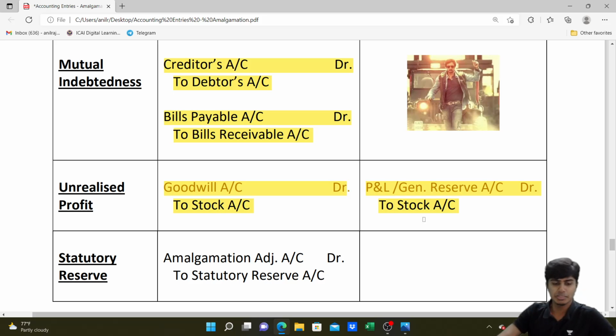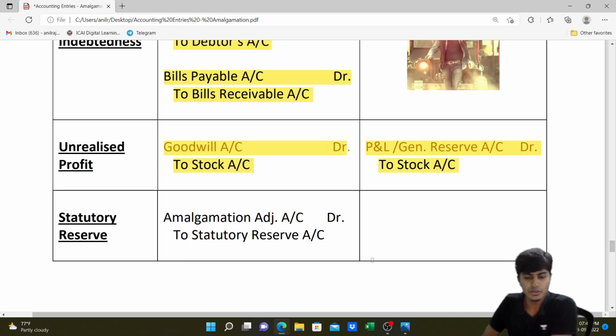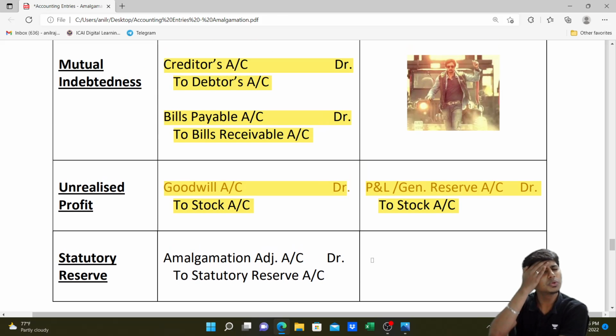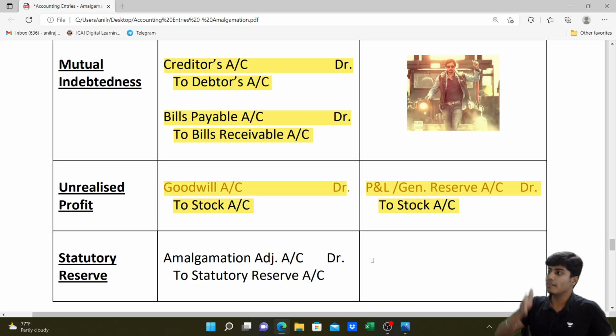And the last adjustment is statutory reserve. What is statutory reserve? Due to various provisions and laws applicable, a company might be required to maintain a certain reserve for a stipulated period. Workmen compensation fund, dividend equalization fund, foreign exchange fluctuation reserve. Some of these reserves, because of any law that's applicable, the government might say by way of statute, this reserve has to be maintained for 3 years.